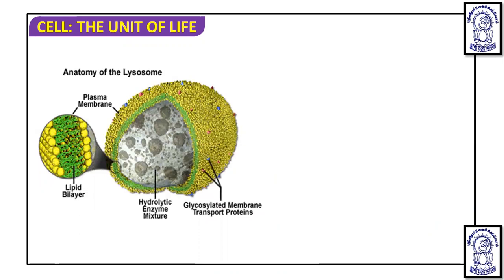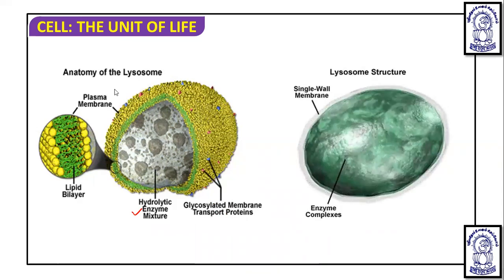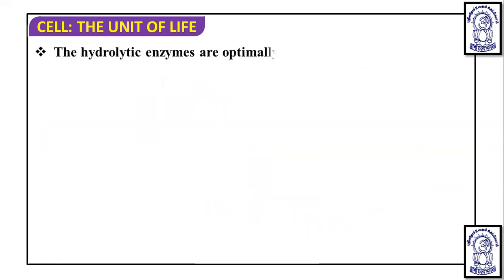So this is the structure where you can see the plasma membrane, a bilayer, and a hydrolytic enzyme mixture is present within this. Glycosylated membrane transport proteins can be there. Such anatomy of lysosome is seen. If you see its structure, it is a single membrane-bound structure. The hydrolytic enzymes are optimally active at the acidic pH. So all these hydrolytic enzymes, whether lipases, proteases, nucleases, carbohydrases, whatever it may be, are active at the acidic pH.